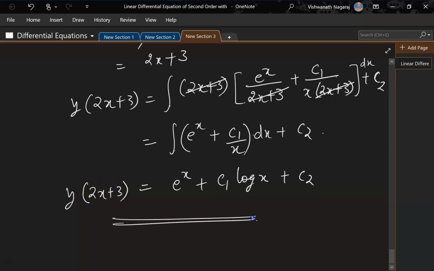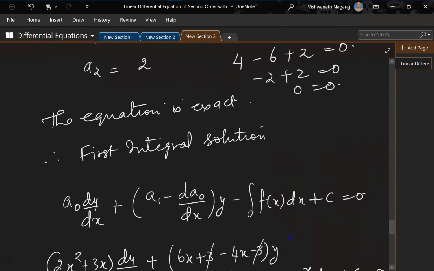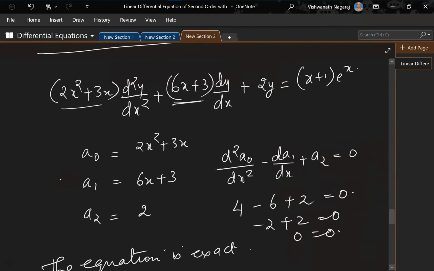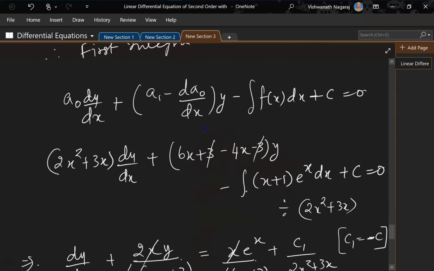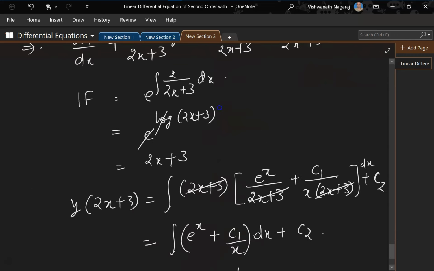So that is the solution to the given equation, right? Because of this, first of all, we can decide in the beginning itself whether it is an exact equation or not, so that we don't have to proceed further at all. It's only once we know that it is an exact equation that we know the first integral exists. So we can proceed further.